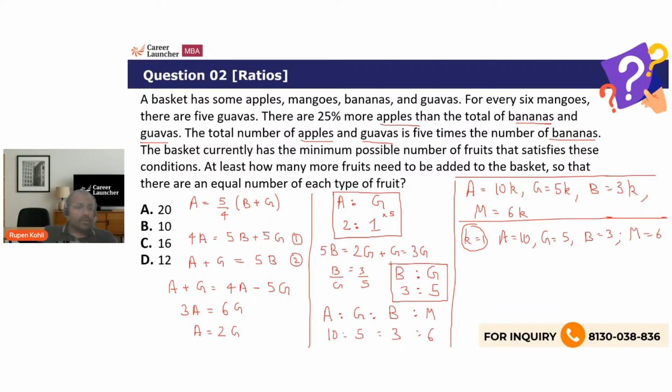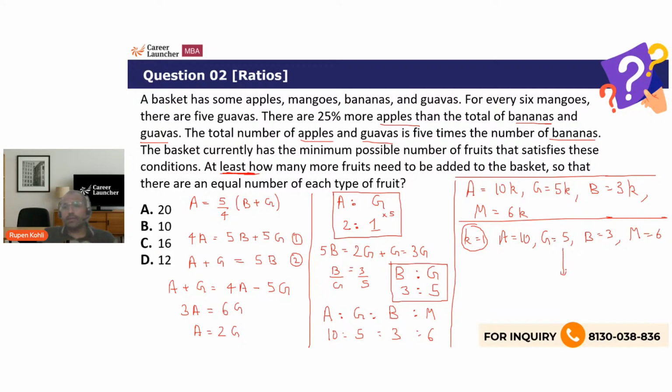So at least how many more fruits need to be added to the basket so that there are an equal number of each type of fruits? Right now, the fruits are not equal. We want them to be equal. So the role over here of apples becomes the most important because they are the highest in number. I have to add the minimum number of fruits. At least how many more fruits need to be added. So guided by the fact that we have 10 apples, we need to make each of the other fruits at least 10. And that is what we need to reach.